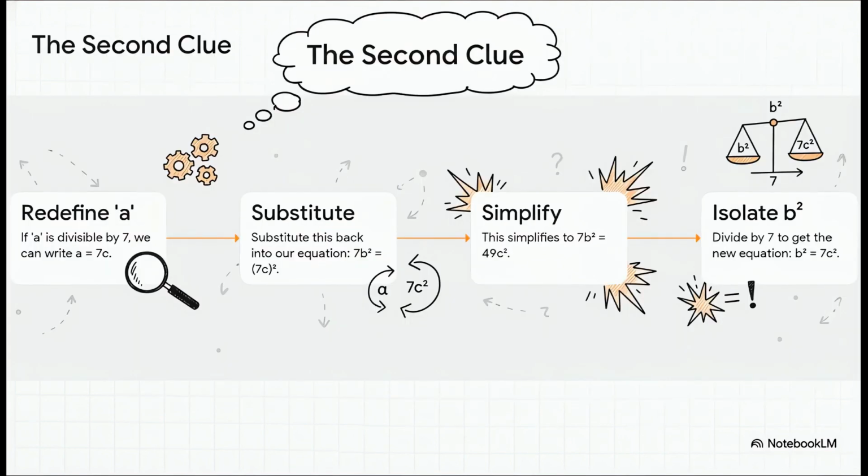Now let's press our advantage. If a is a multiple of 7, we can just say a is equal to 7 times some other number. Let's call it c. Now we take this new piece of info and plug it back into our clue. We replace a with 7c. Which gives us 7b squared equals 49c squared. We simplify that down, and suddenly we have a brand new equation, b squared equals 7c squared.